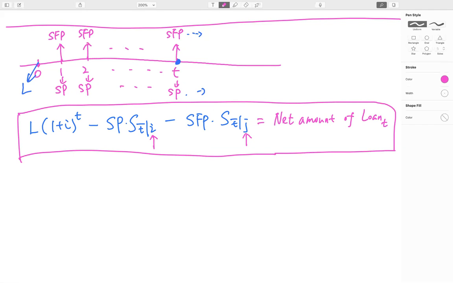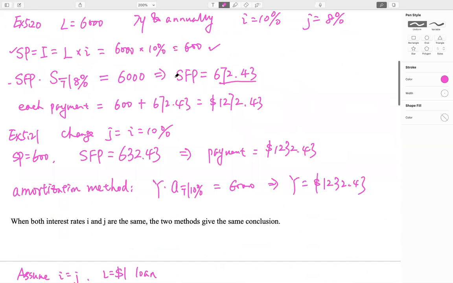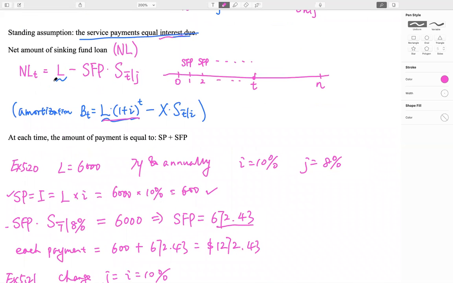There are many ways to understand this. Previously, I thought this SP is used to cover the interest in each period so that the outstanding balance remains the same as L. So what I need to do is take the outstanding balance, which is a constant L, minus whatever payments I have put towards the sinking fund. That would be the amount the sinking fund will be at time t. So what I owe minus what I have will be the net amount.